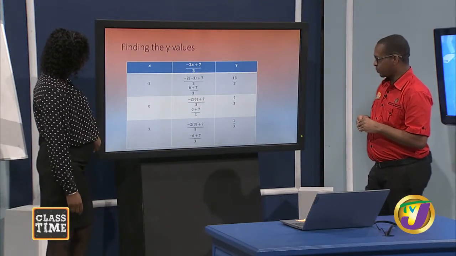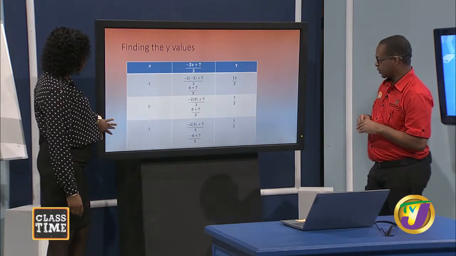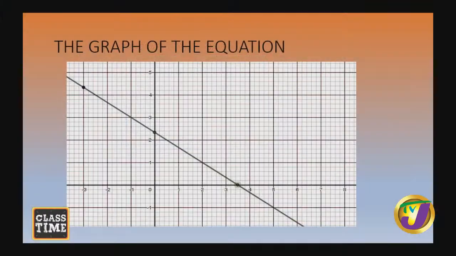So now we have x and y values. So we can look at the graph of that equation. So we're just using 3 points. Yes. So we used when x is negative 3, when x is 0, and when x is positive 3. So that's not hard. And remember to label our lines. Label your graph with the equations.